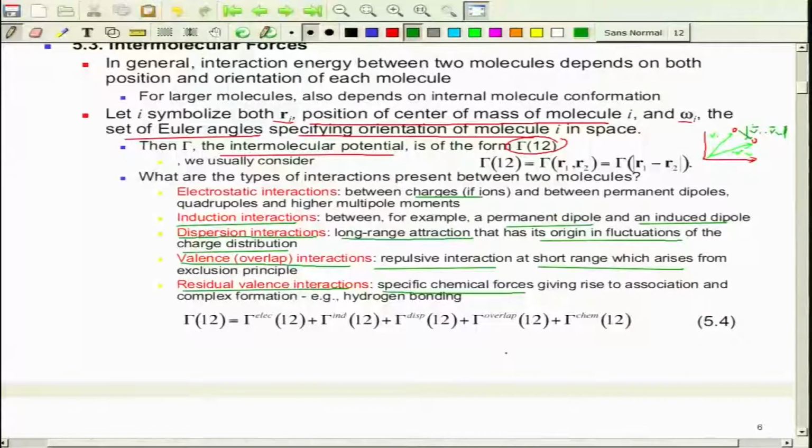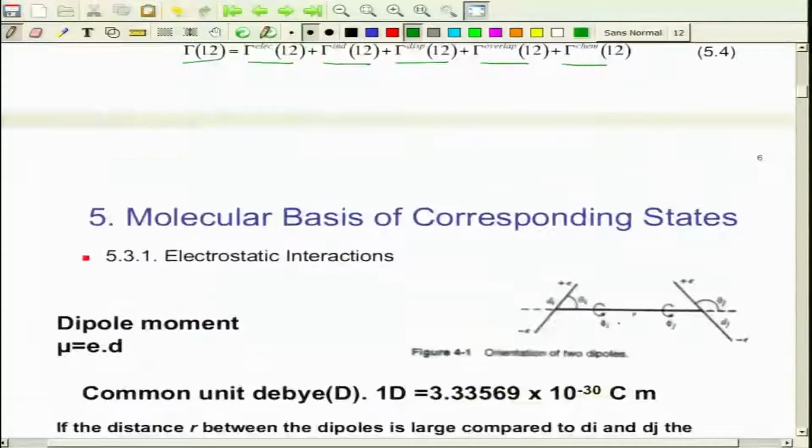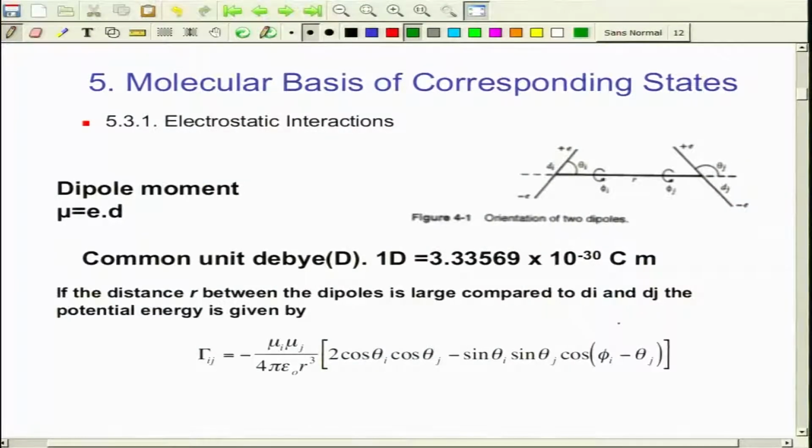So two molecules may have not just one kind of interaction, but many kinds of interactions. So we can summarize it. The total interaction will be due to the electrostatic, induction, dispersion, overlap and chemical. Okay, so let me start and explain each of them.